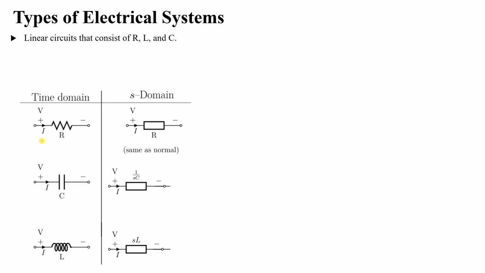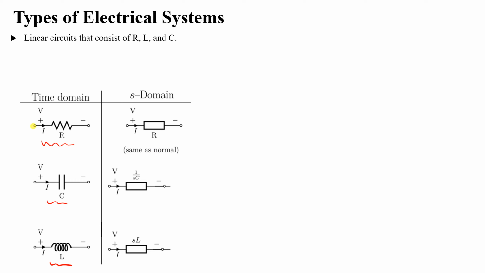We have a resistance R, right? We have a capacitance and inductance. Now what we would like to do is convert these elements into the frequency domain, or the S or complex frequency domain, which is the S domain. Now you will ask me how I am going to do this.